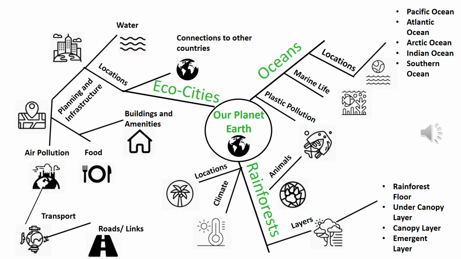Go back to your graphic schema and this time trace down towards the rainforests. You should now be able to talk a little bit more about the animals in the rainforests and the locations and perhaps the climate of the rainforest. Feel free to add more information to your graphic schema, more detail. What kind of animals have you found out about? Tell us, let us know.